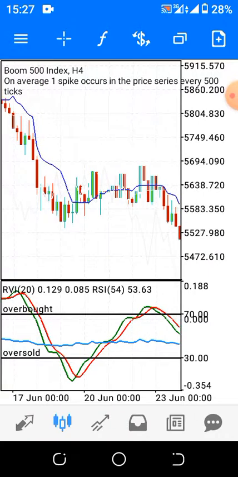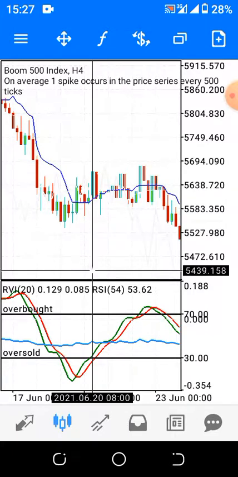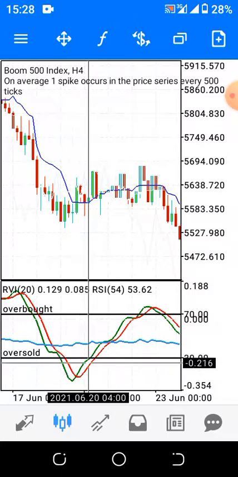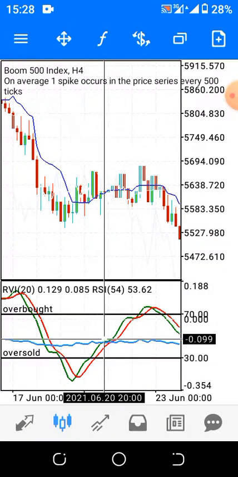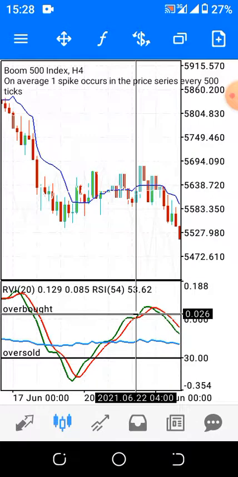Let us now try to look at a scenario where this is Boom 500, and you're dealing with a big time frame, like 4-hour time frame, right? So you see a crossover in the oversold zone. This is now the oversold zone. You see the relative strength index crossing the relative vigor index. You enter. It reaches here. You decide whether to come out or not.